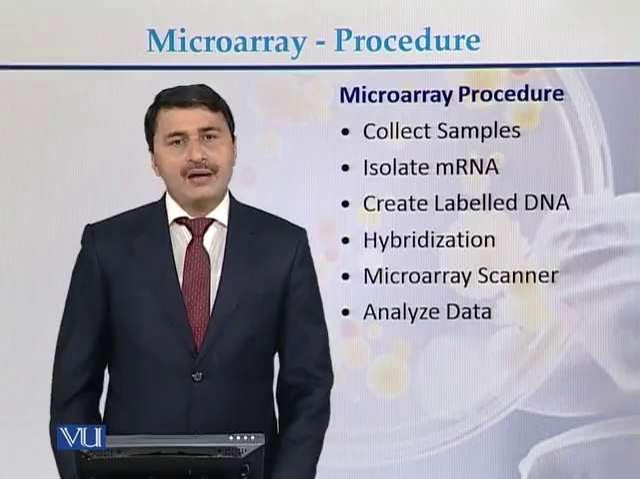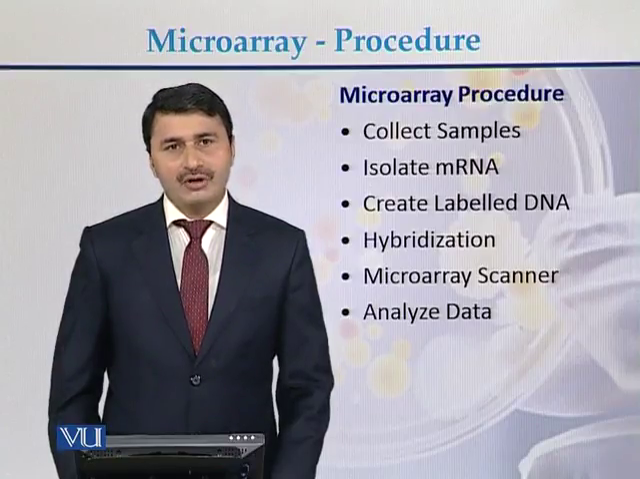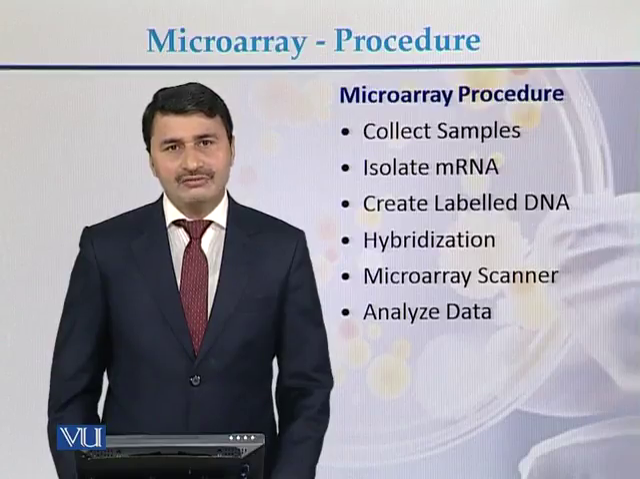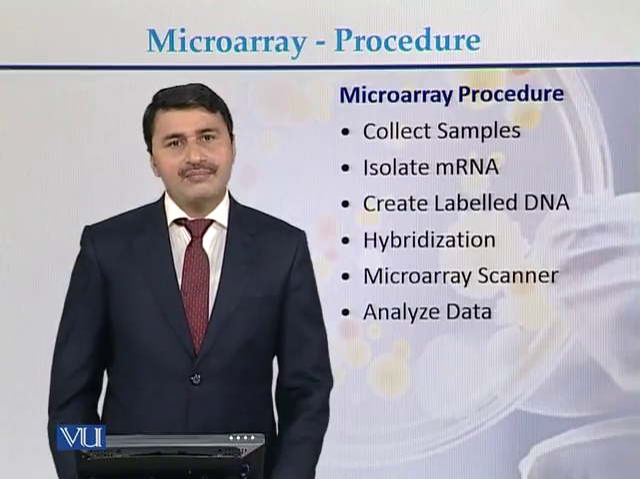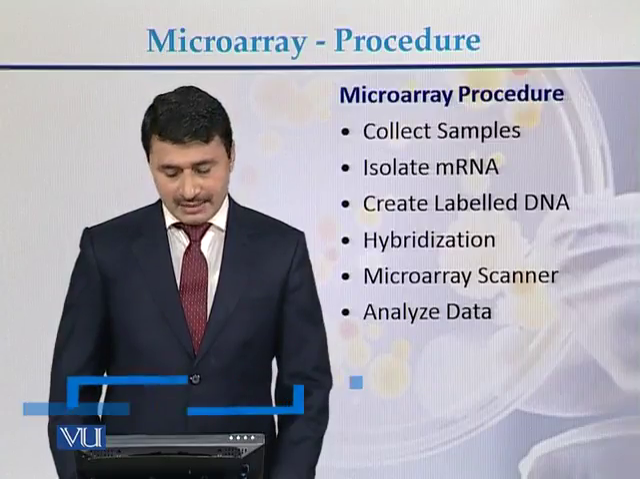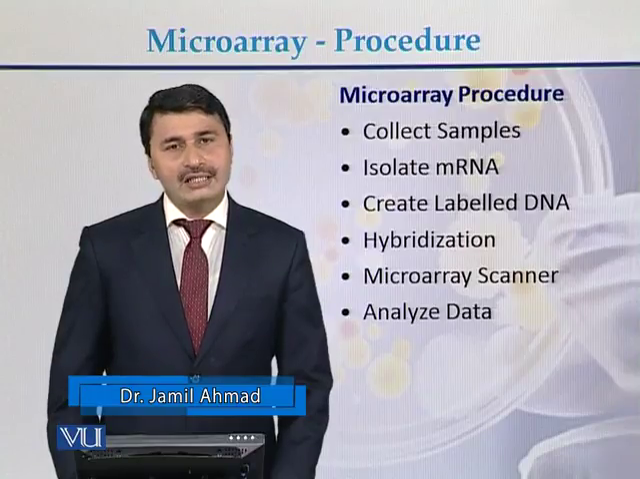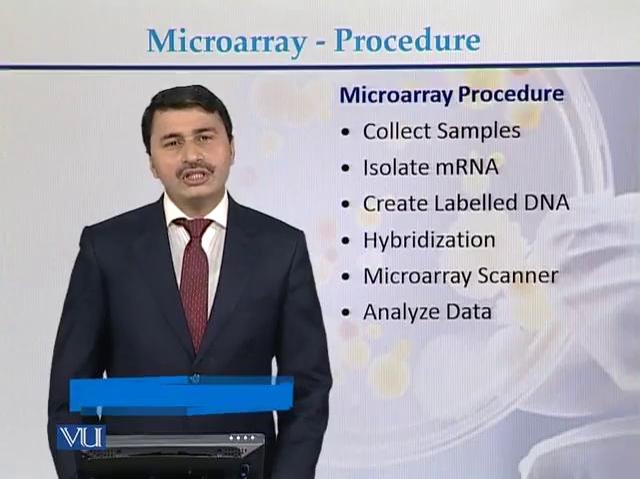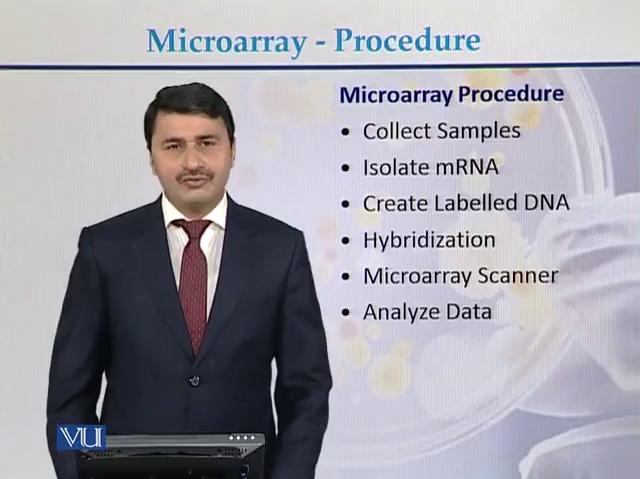For performing the microarray, we have to collect the samples. Samples can be from healthy and affected individuals or healthy and affected tissues. Then we have to isolate the messenger RNA, then label the messenger RNA, then hybridization, then the microarray scanner, and ultimately analyze the data. So these are the main steps of how a microarray is performed.